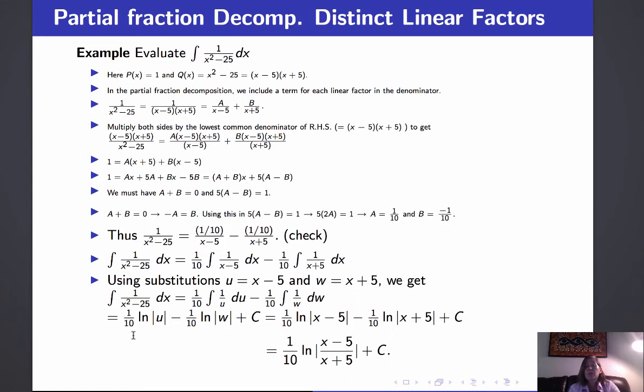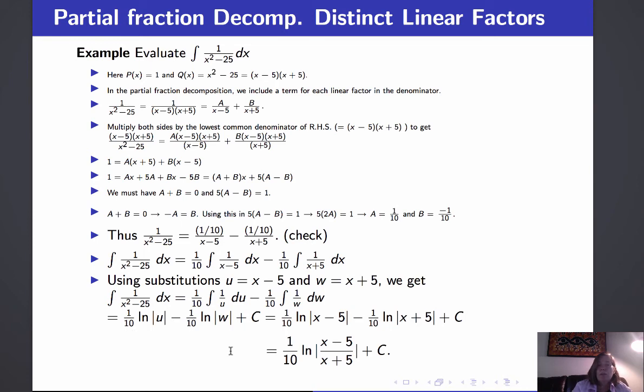And actually we can put those two terms together. Pulling out the 1 over 10, we know that the natural log of a minus the natural log of b is the natural log of a over b. So our integral becomes 1 over 10 times the natural log of the absolute value of x minus 5 over the absolute value of x plus 5 plus a constant.